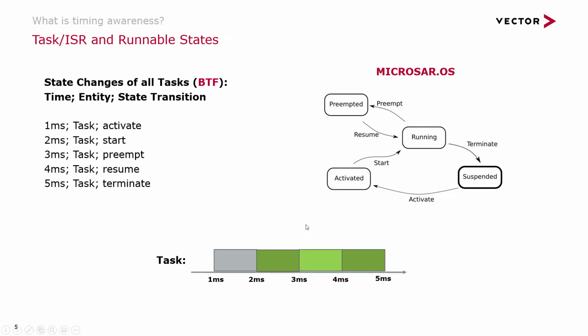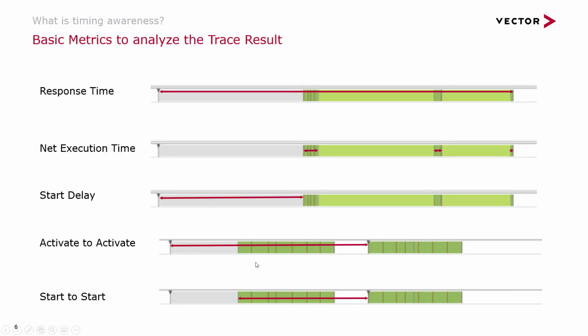And with this timeline, you can now already find out a lot about the timing behavior of this task. And now this is only one task, but if you imagine you can do this for all your tasks and all your runnables in your system, then you can really get out a lot of information from that. And we will see in a second why. But before we jump to the example, let me mention a couple of basic metrics that can help you to analyze such a scheduling trace result.